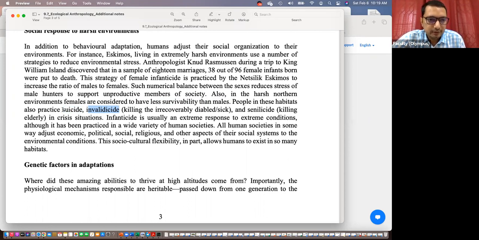So suicides, invalidicides, and senilicides are killing elderly people. There is a theory that we are going to talk about in aging. Social theories of aging we are going to discuss. In some cultures, they practice killing elderly people, but it's debatable. The elderly bring experiences to us, but they don't contribute directly much to the society. So what is right?